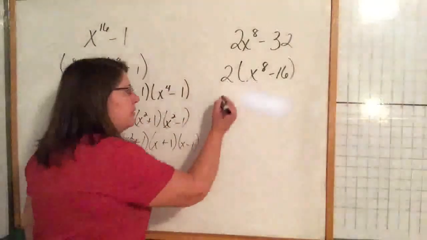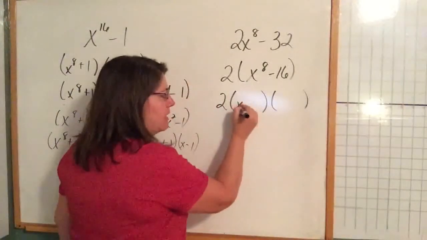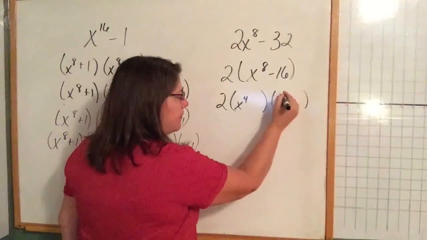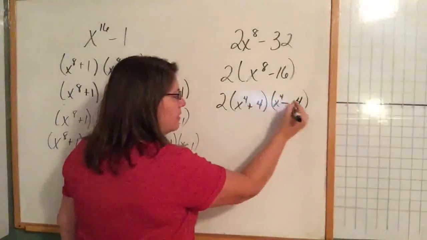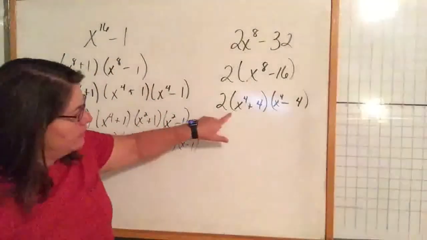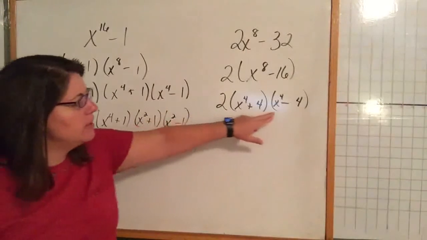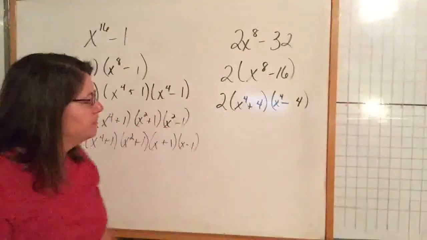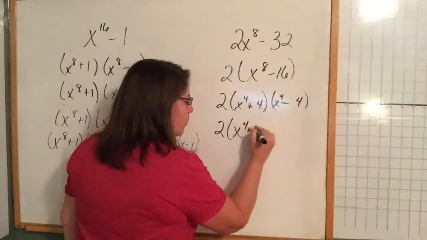Hopefully, when you did that one, you recognized that the square root of x to the 8th is x to the 4th. The square root of 16 is 4. One of these is a plus, one of these is a minus. This can't be done anymore. Nothing else can come out of that one. But this one is still the difference of squares. So I have a 2. I've got x to the 4th plus 4.